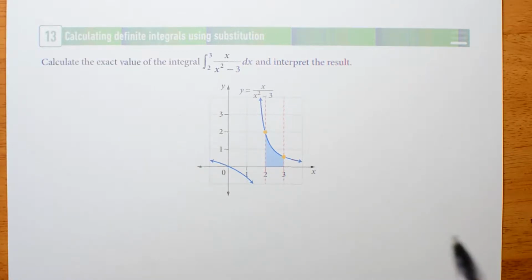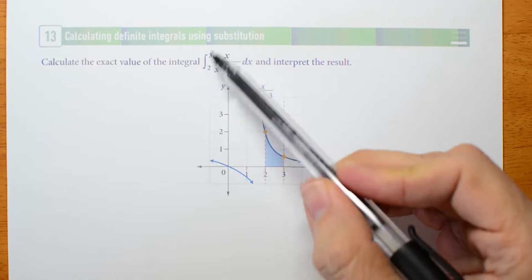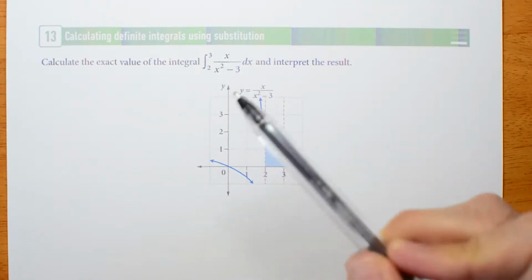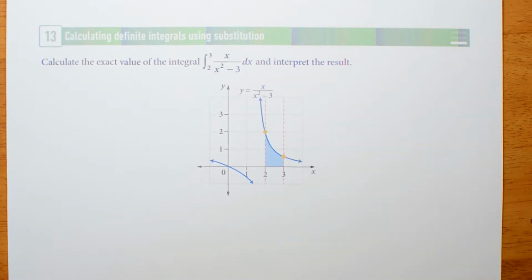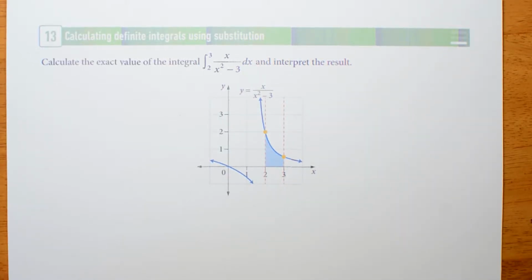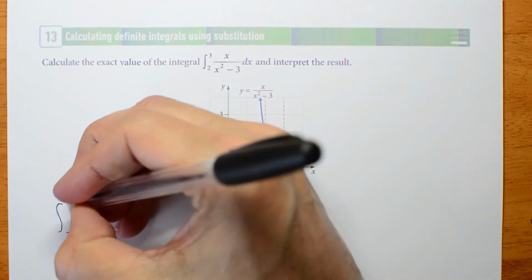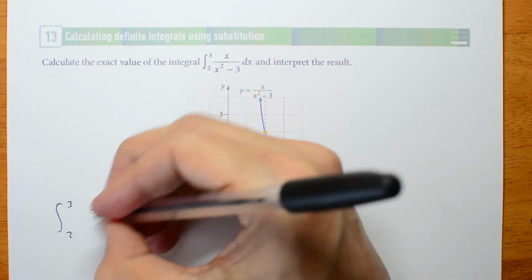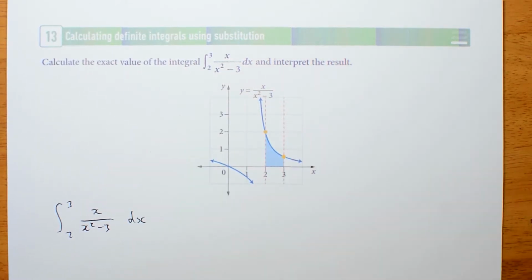Now when you use substitution to integrate with a definite integral, with limits on the integral, you have to do something tricky. You have to change these limits to match the new variable. Let me show you. Calculate the exact value of this integral and interpret the result. Well, let me write my integral down. The integral from 2 to 3 of x over x squared minus 3 dx.